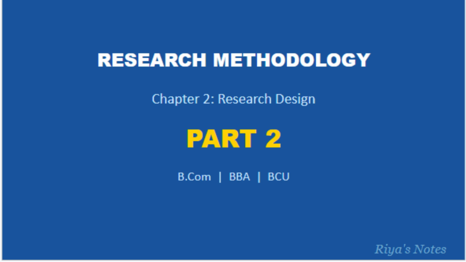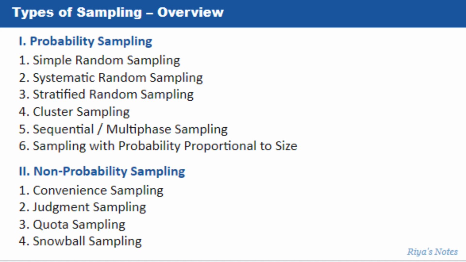Research Methodology. Chapter 2, Research Design. Part 2. Types of Sampling, Overview. I. Probability Sampling. 1. Simple random sampling. 2. Systematic random sampling. 3. Stratified random sampling. 4. Cluster sampling. 5. Sequential/multiphase sampling. 6. Sampling with probability proportional to size.